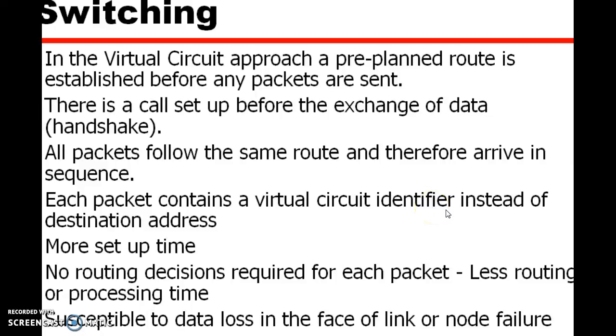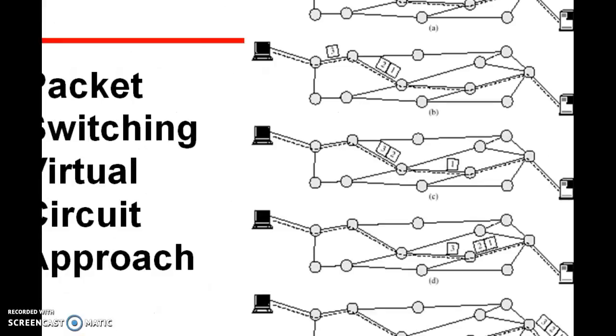What is virtual circuit packet switching? In the virtual circuit approach, a pre-planned route is established before any packets are sent. There is a call setup before the exchange of data. All packets follow the same route and therefore arrive in sequence. Each packet contains a virtual circuit identifier instead of a destination address. More setup time, but no routing decisions required for each packet. Less routing or processing time. Susceptible to data loss in the face of link or node failure.